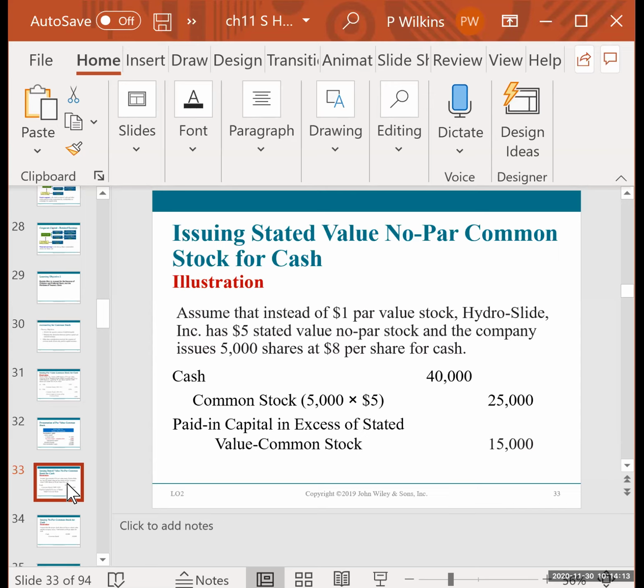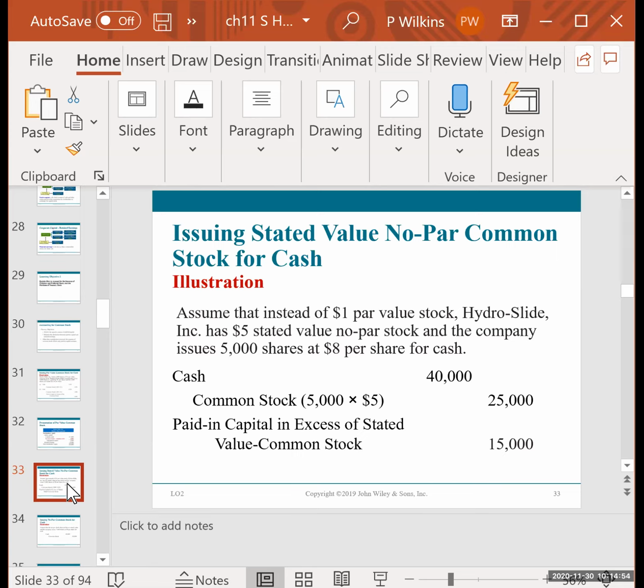So first thing we do, we have to figure out our cash number. So we take the number of shares, 5,000 shares, times how much we sold it for cash per share, which was $8 per share. So 5,000 shares times $8 per share is $40,000. So we're going to debit cash $40,000. We then need to figure out the common stock number. So we're going to take the number of shares, 5,000, times the stated value of the stock, which is $5 per share. So 5,000 shares times $5 per share is $25,000. So we're going to credit common stock $25,000.